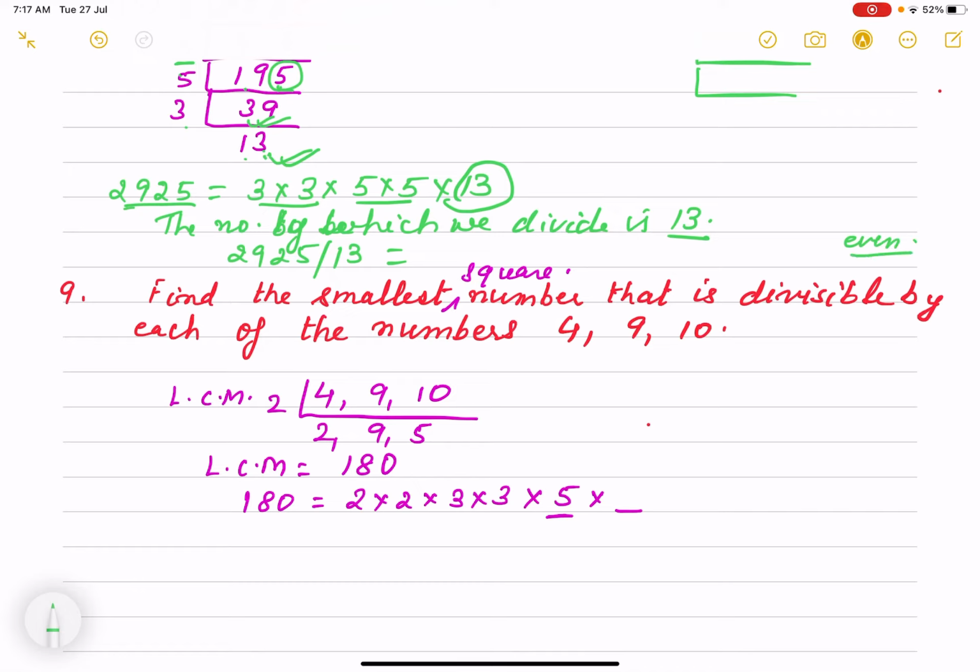Question number 9 is: find the smallest square number that is divisible by each of the numbers 4, 9 and 10. For the smallest number, we take the LCM of these. 2 2s are 4, 9, 2 5s are 10. The LCM I am getting is 180. But you see, if you break it, it is not a perfect square number. The question is we have to find a square number.